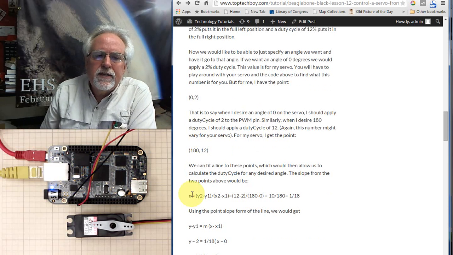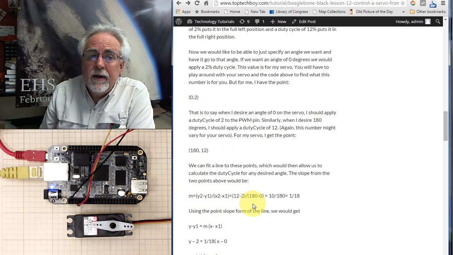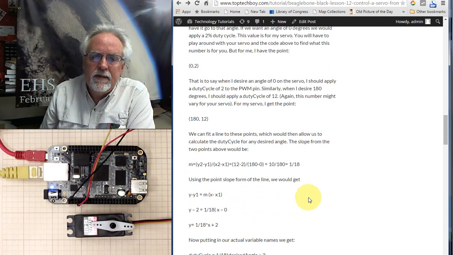How do we calculate slope? M is y2 minus y1 over x2 minus x1. So for me, it is 12 minus 2. Those two points will be different from you. Your y values will be different. Minus 12 and 2, divided by, yours will still be this, 180 minus 0. Okay, so for me, the slope is 10 over 180 or 1 over 18.